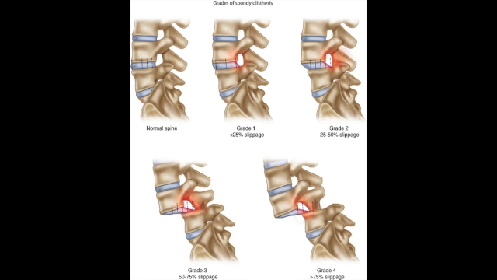So just a note on how they're graded. They're graded on a scale of 1 to 4. A grade 1 is between 0 and 25% displacement. A grade 2 is between 25 and 50% displacement. A grade 3 is between 50 and 75% displacement. And grade 4 is 75 to 100% displacement in spondylolisthesis.